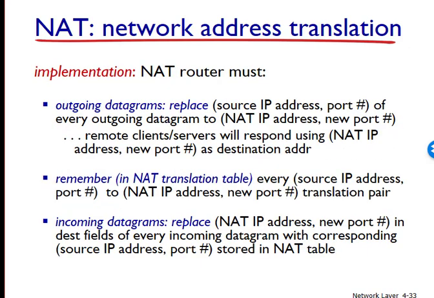If all datagrams arriving at the NAT router from the wide area network have the same destination IP address, specifically that of the wide area network side interface of the NAT router, then how does the router know the internal host to which it should forward a given datagram? The trick is to use a NAT translation table at the NAT router and to include port numbers as well as IP addresses in the table entries.